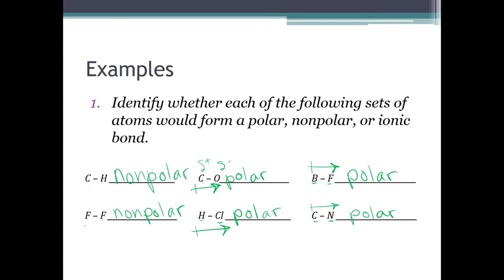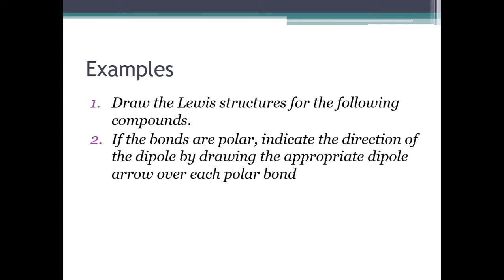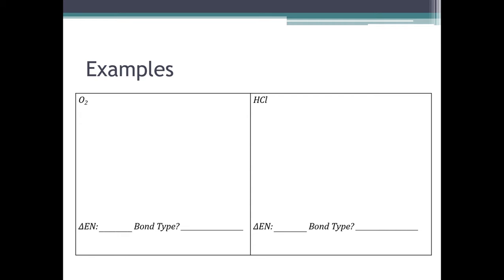All right, so let's practice. So let's put this together with what we learned last time. We've got 4 examples here. For each one, we are going to draw the Lewis structures and then identify whether the bonds are polar and draw the dipole if they are polar. All right, our first one is O2. Even without drawing this, we should know that this is nonpolar with an electronegativity difference of 0 because this is the exact same element.